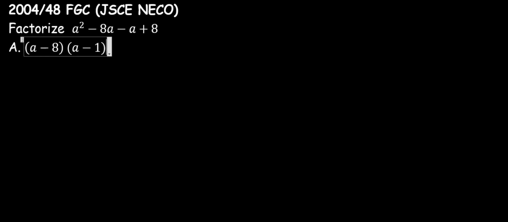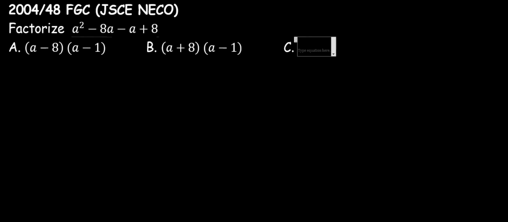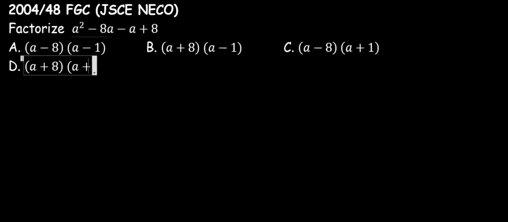Another example. Factorize a squared minus 8a minus a plus 8. A, a minus 8 bracket open and close into another bracket a minus 1, bracket close. B, a plus 8, bracket open and close, into another bracket open a minus 1. C, a minus 8, bracket open and close, into another bracket open a plus 1. D, a plus 8, bracket open and close, into another bracket open a plus 1. E, a into a minus 8, bracket open and close, into another bracket a plus 1.